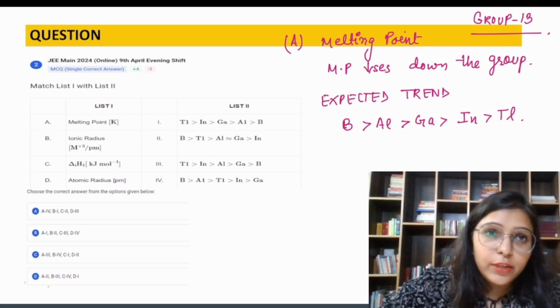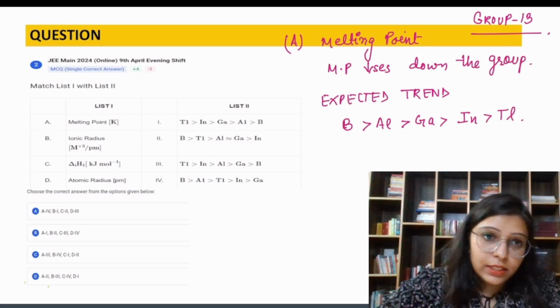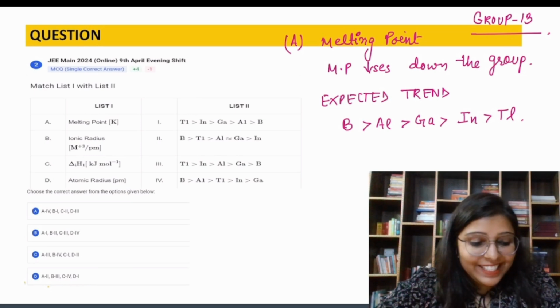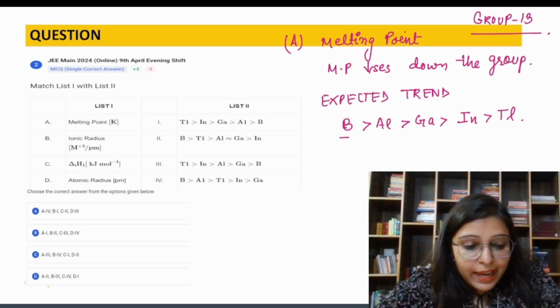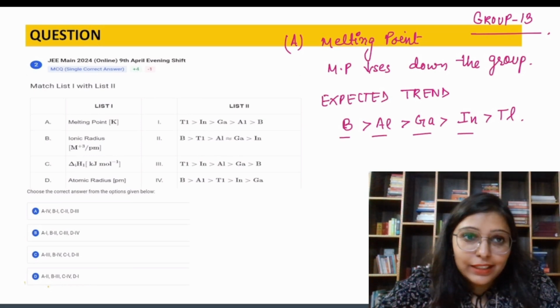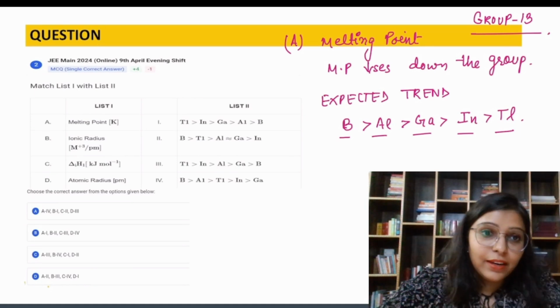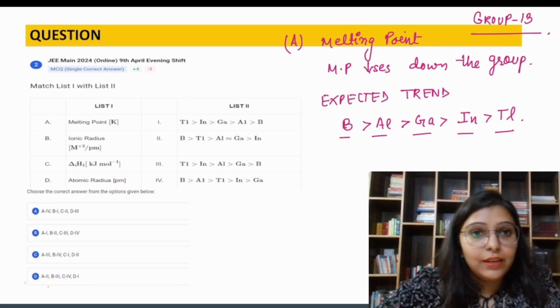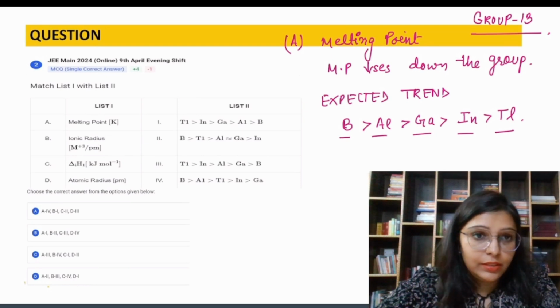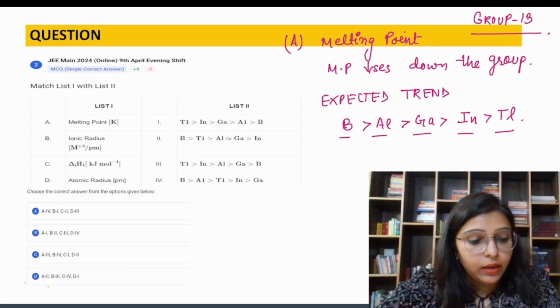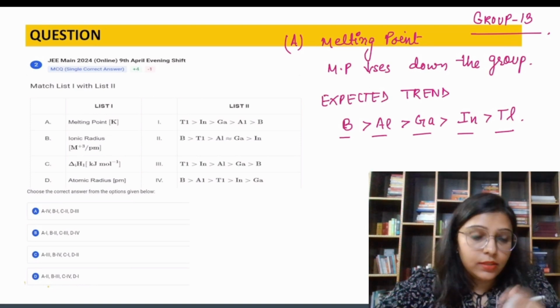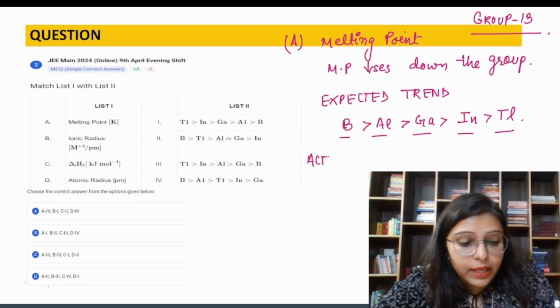So how to learn group 13? Bagat, or we can say Bagan, aloo, gajar in thela. So in that way you can learn this, right? Bagat or Bagan, aloo, gajar in thela. This is basically the mnemonic that you can use over here. So the expected trend is this. But what is the actual trend?